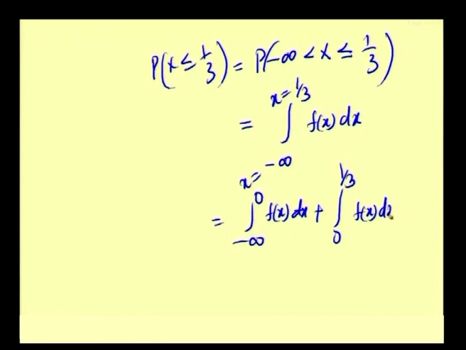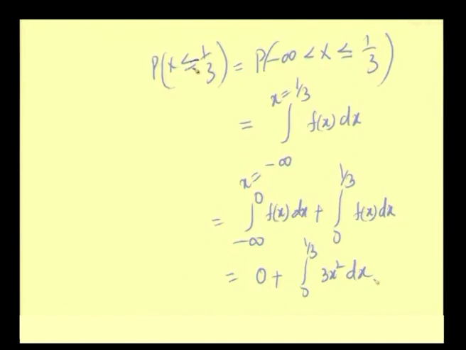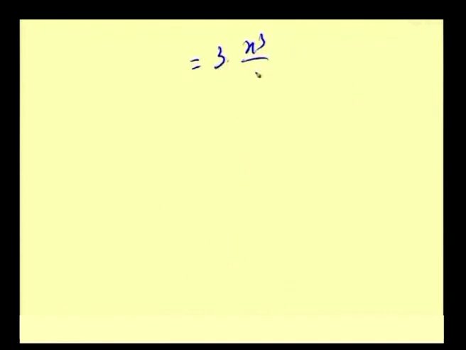In this interval f of x is 0. So, 0 plus integral 0 to 1 by 3, where f of x is 3 x square dx. Integrate this: 3 into x cube by 3 within the limits 0 to 1 by 3. 3 gets cancelled, and the answer is 1 by 27, which is 1 by 3 cube.